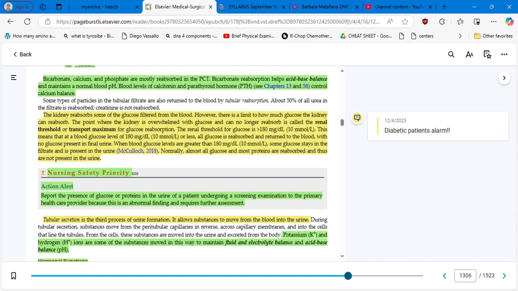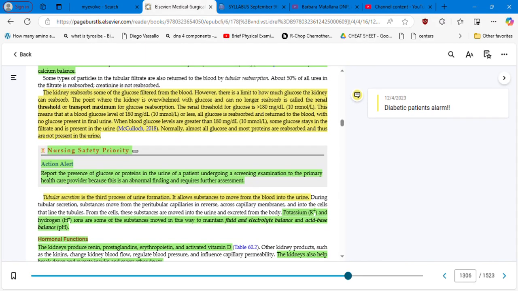The kidney reabsorbs some of the glucose filtered from the blood. However, there is a limit to how much glucose the kidney can reabsorb. The point where the kidneys are overwhelmed with glucose and can no longer reabsorb is called the renal threshold, or transport maximum for glucose reabsorption. This threshold for glucose is more than 180. And so if a patient is having like 400, that is beyond the renal threshold.